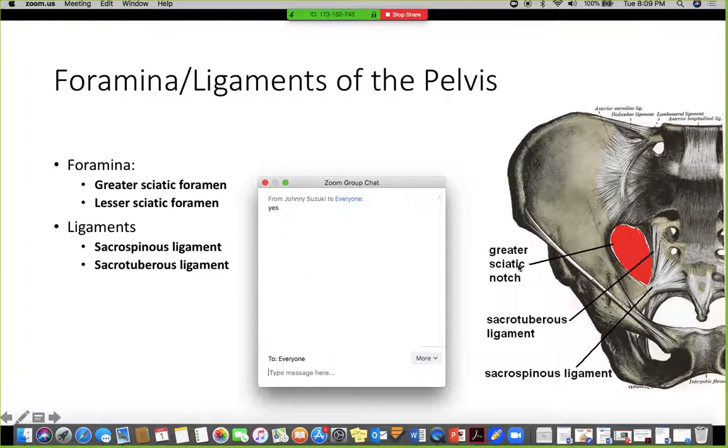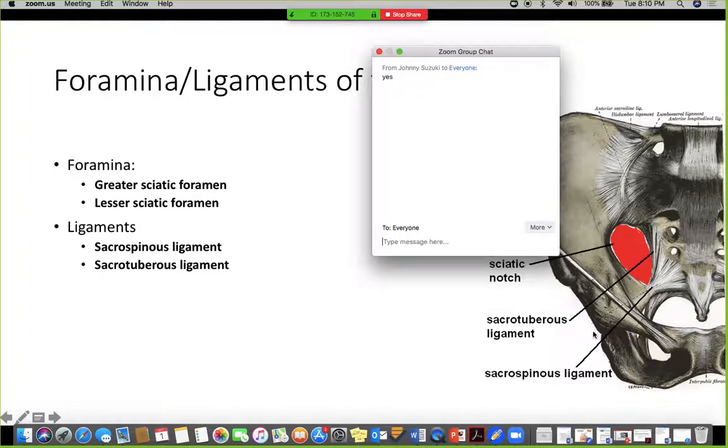I don't know why Zoom keeps kicking me off lately, but anyways, okay, so again, sacrospinous and sacrotuberous ligament, they're going to form the boundaries for 2 very important foramina. So your greater sciatic foramen, you can see is shaded in red here. I kind of like this view. I feel like this makes more sense looking down into the pelvic bowl than looking from the side. So this area right here, this is your greater sciatic foramen. And then underneath this sacrospinous ligament, that's going to be your lesser sciatic foramen.